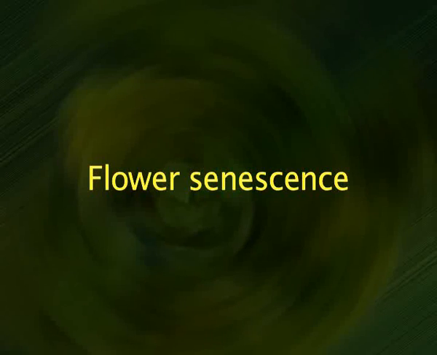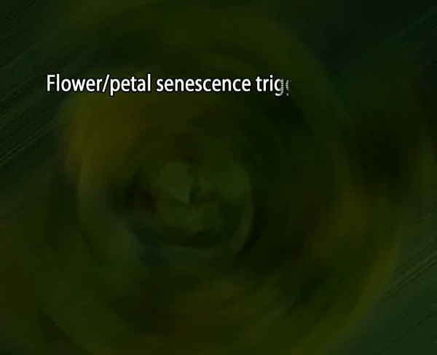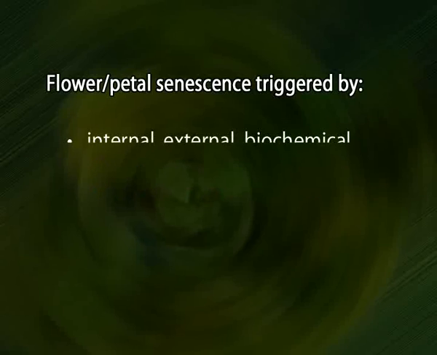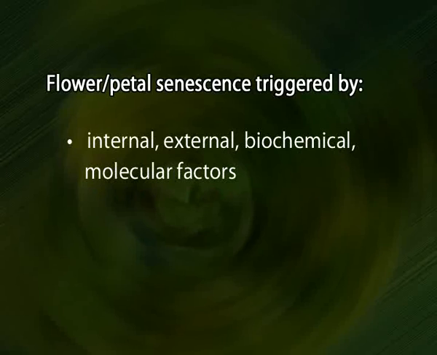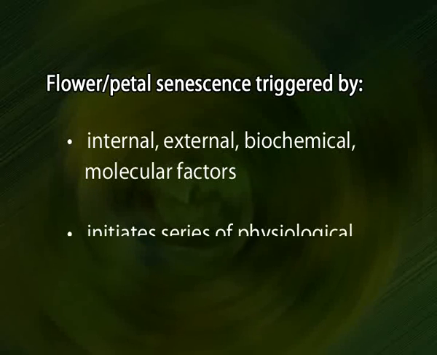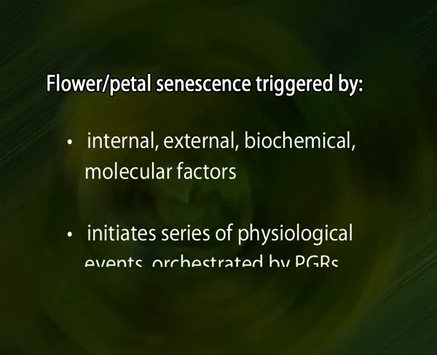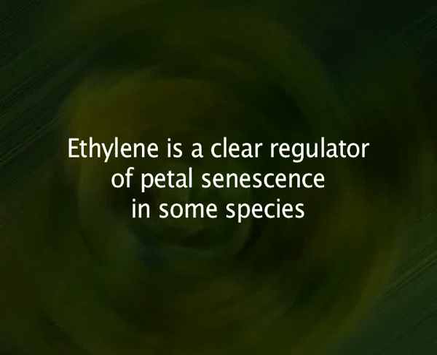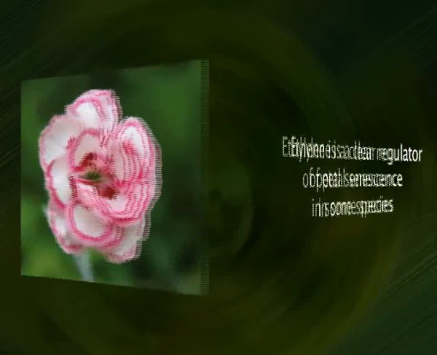After leaf senescence, we will discuss flower senescence. The onset of flower senescence is triggered by a number of internal, external, biochemical and molecular factors, which initiate a series of physiological events orchestrated by plant growth regulators. Among plant growth regulators, ethylene is a clear regulator of petal senescence in some species such as carnation.